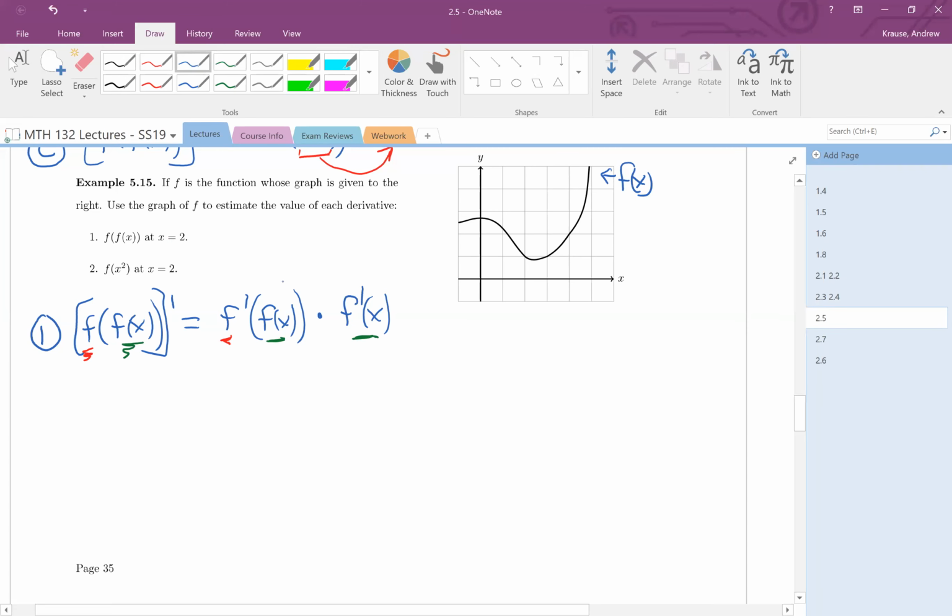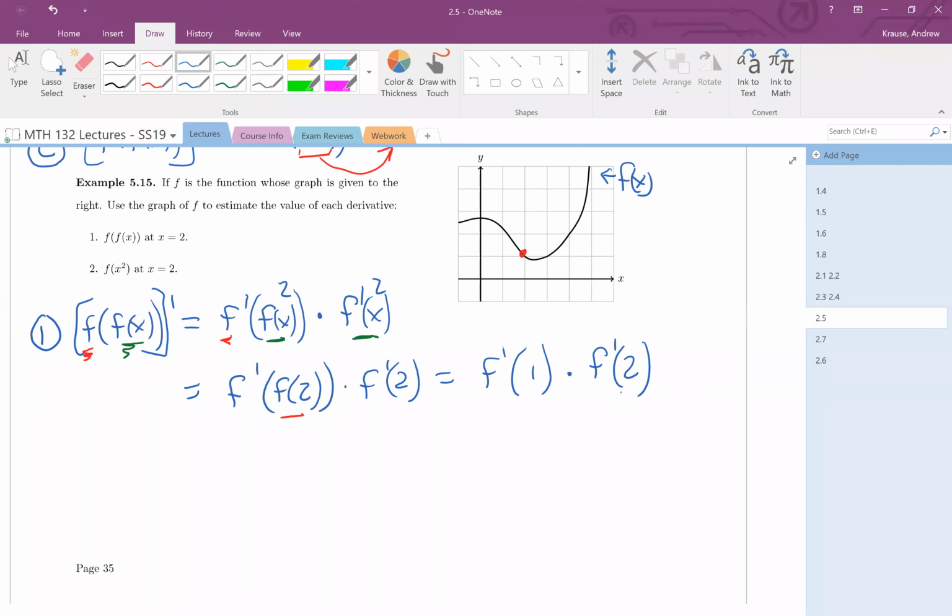And then we're going to go ahead and be plugging in a 2 into here. So we're going to be finding f prime of f of 2 times f prime of 2. And calculating f of 2 is easy. That is just that y value right there. So we're going to be finding f prime of 1 and multiplying that by f prime of 2 right there.